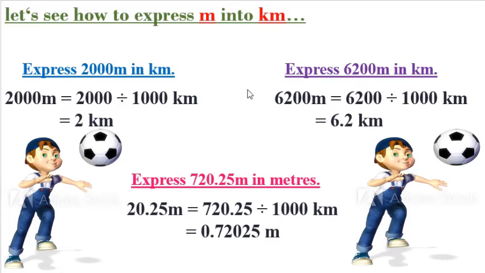Next, express 6200 meters in kilometers. When you divide 6200 by 1000, the answer is 6.2 kilometers, because there is a decimal point. When you divide by 1000, that decimal point shifts 3 times to this side. 1, 2, 3. So the answer is 6.2 kilometers.